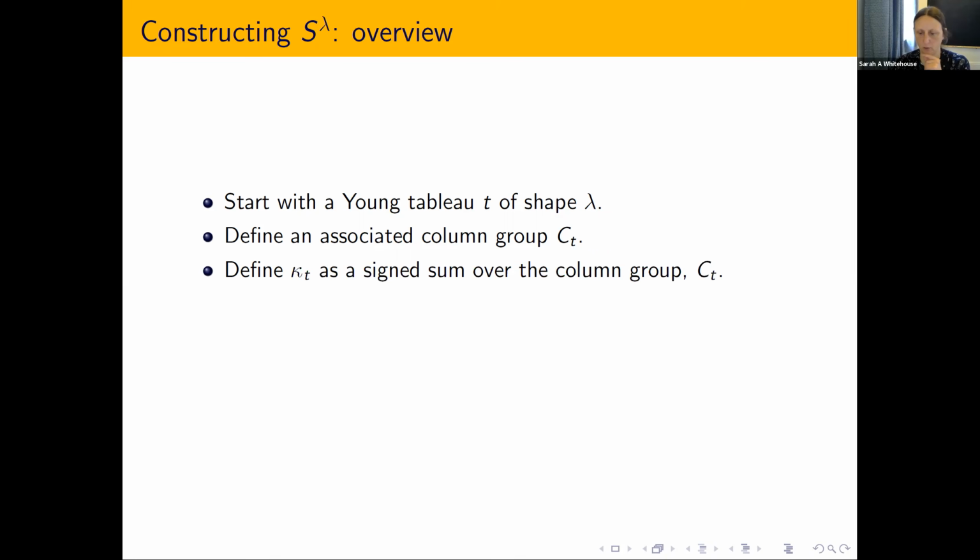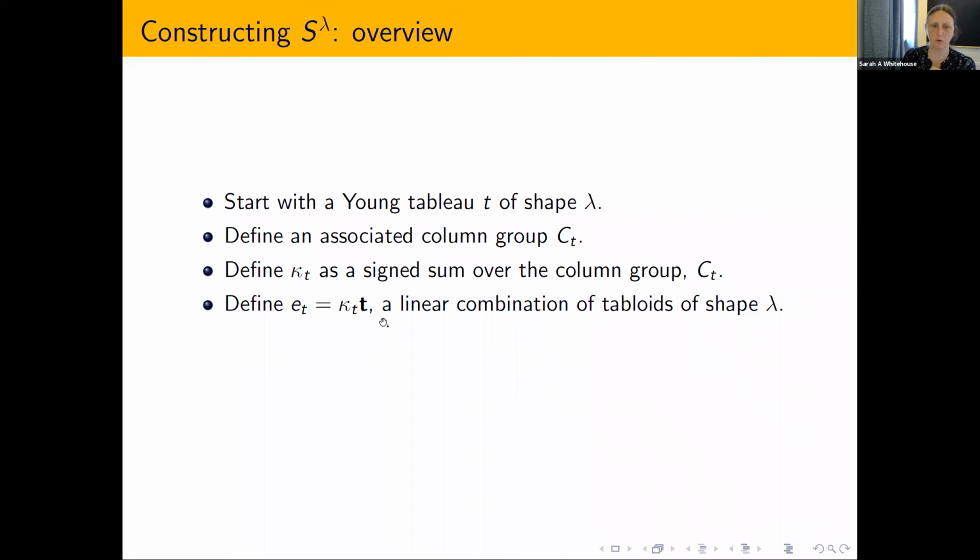Once you've got your hands on that group, what you write down is a signed sum over all the elements of that group. Signed in the sense that came up earlier. It just means you're going to write down a linear combination of the permutations, and you're going to put a plus in front of the ones that are even and a minus in front of the ones that are odd. Again, example coming very soon. Then you're going to apply that to the tabloid associated to T, the equivalence class thing that we had on the previous slide. Applying this linear combination of permutations is going to give you a linear combination of tabloids.